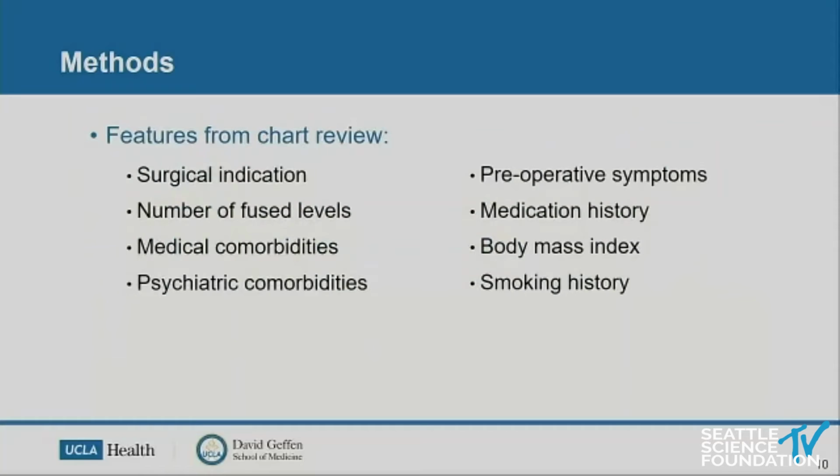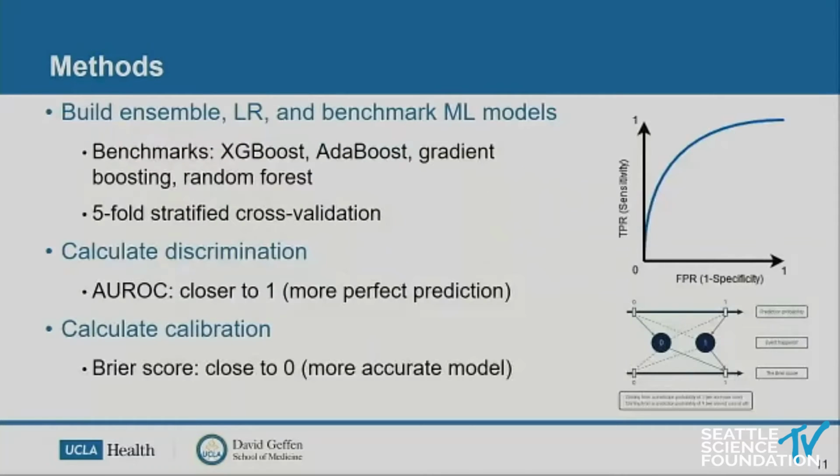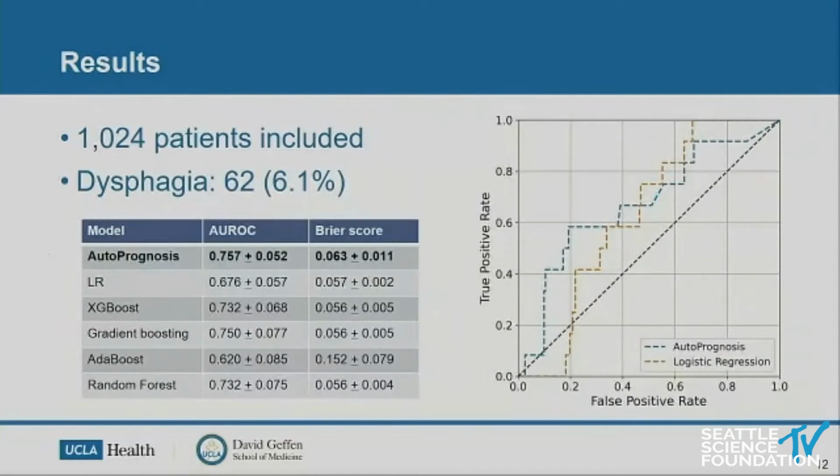We did a chart review, again with the same variables and features, and we built the ensemble as well as the logistic regression and all the other machine learning models. And again, we calculated discrimination and calibration of the various models. So the same population of 1,024 patients, and we had a 6.1% dysphagia rate. This is a mix of both anterior and posterior, so it's not just anterior alone. It's a heterogeneous group here, and we found that AutoPrognosis performed quite well. It was the best performing as compared to the logistic regression for sure, as well as the other models.